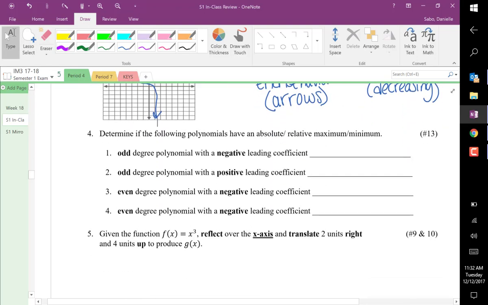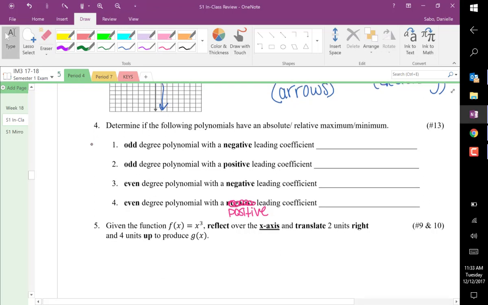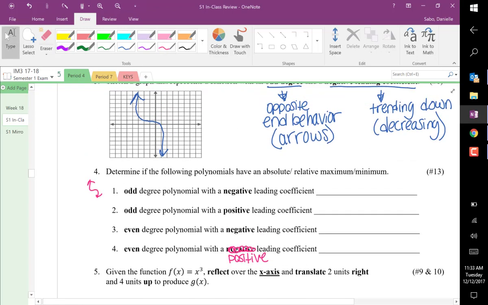Now we're just going to talk about every situation so that if I ask you any of these questions, you know. This one, I believe I changed it for yours, hopefully. Does yours say positive for 4? Okay, good. I just didn't change mine on here. First one, though, odd degree with a negative leading coefficient. We just talked about that. I'm going to kind of just draw that off to the side because we just did one like that.